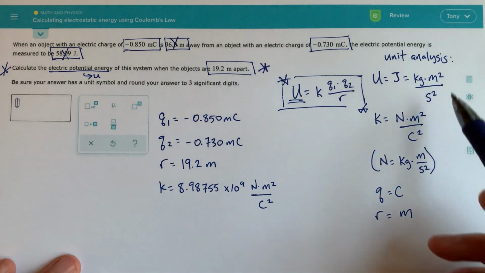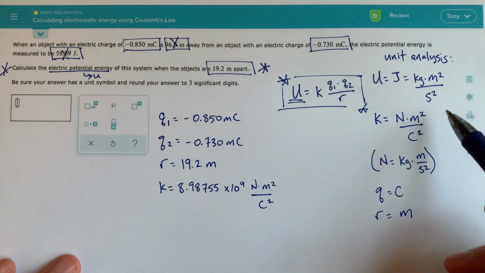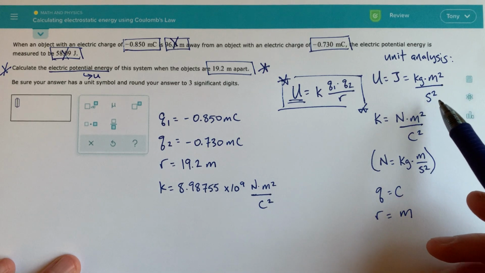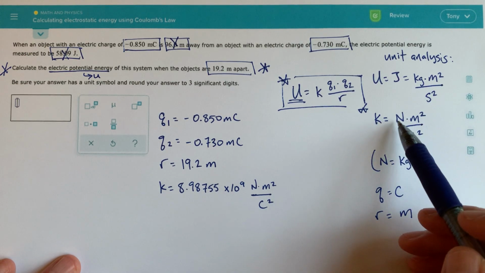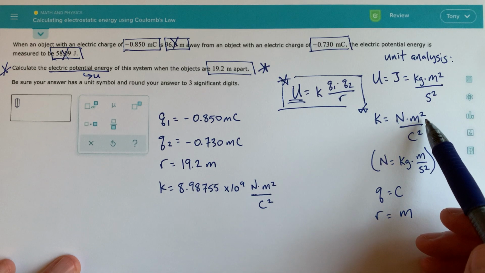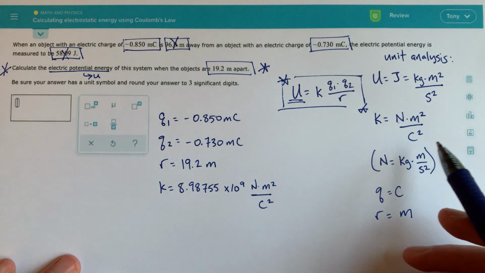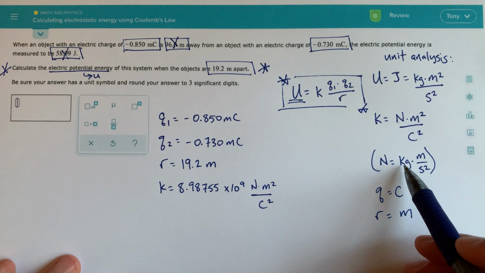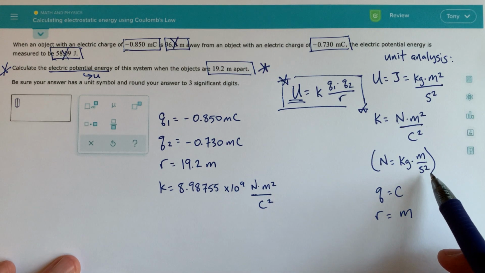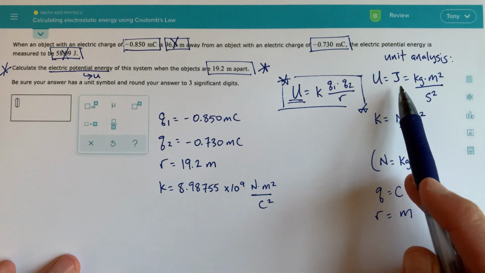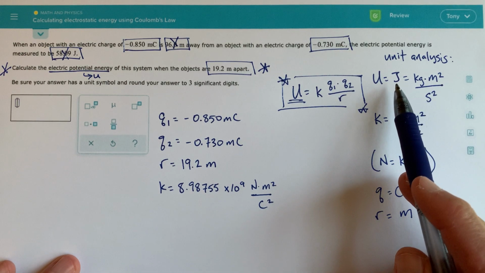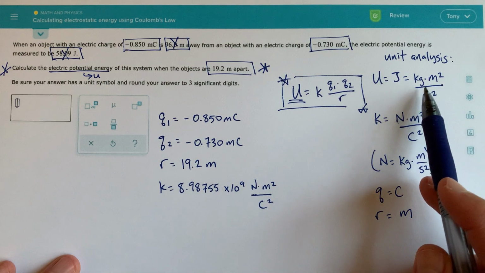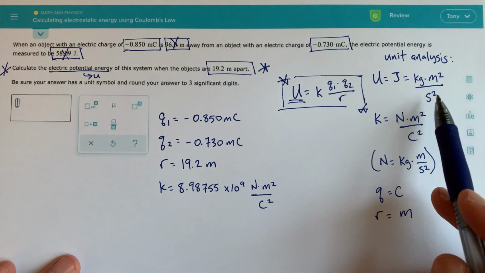And then basically everything else here, all I'm really doing is just looking to make sure that everything is consistent. So the fact that K was given in newtons times meters squared over coulombs squared made me actually go and look up what the units for a newton are, and that's kilograms times meters over second squared. The unit of a joule, again, I looked that up. I just Googled it, units for joules, and I got kilograms times meters squared over second squared.